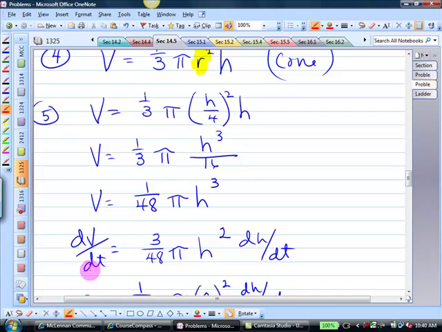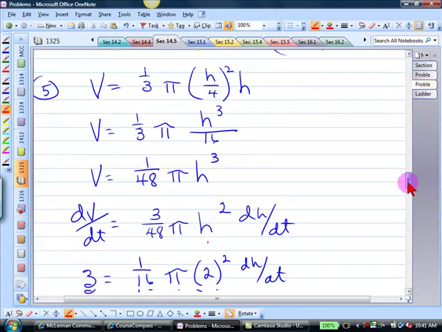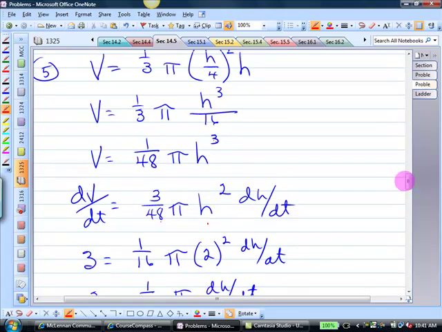Derivative of V is dV/dt. The derivative of this, 3 times 1 over 48 becomes 3/48 pi h squared, because you drop one power down, and then you have to put the dH/dt there. It's always exponent times that. All right, and then we can clean this up. 3 over 48 becomes 1 over 16. That's just reducing it. Pi.